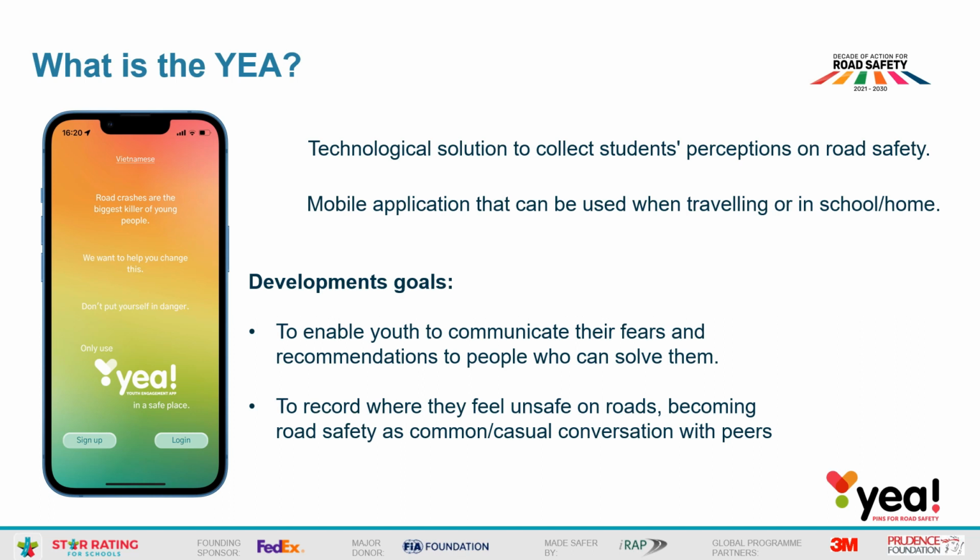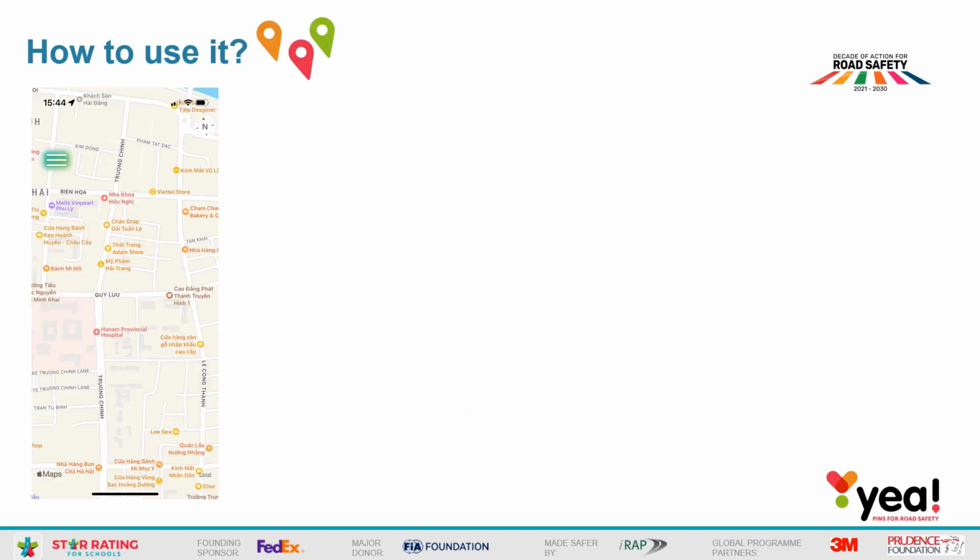So it's not only this communication channel, but one of the goals of the youth engagement app is also to bring road safety to a discussion topic among students. So it increases road safety knowledge and enables them to advocate for safer roads. The process to collect this perception was designed to be as simple and easy as possible.